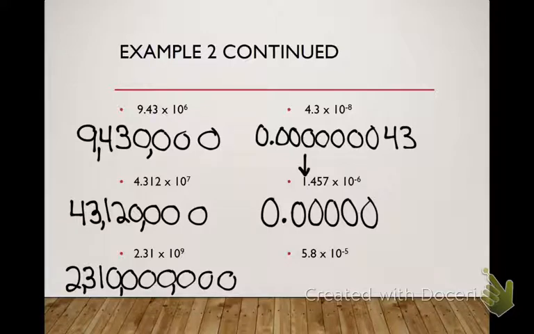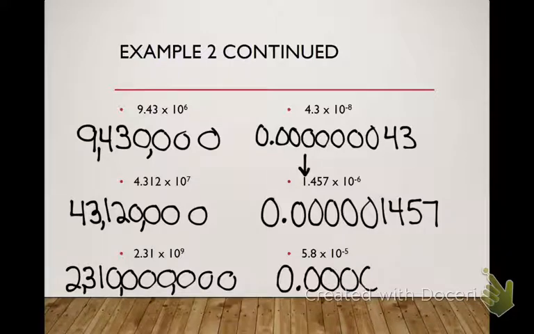All right, and then I get 1, 4, 5, and 7. All right, now I have 0 point, oh, and by the way, you do have to have that first 0 in front of the decimal. Okay, how many more zeros do I need in front of the 5? Oh, I mean 4. 4 more zeros, and then a 5 and an 8.